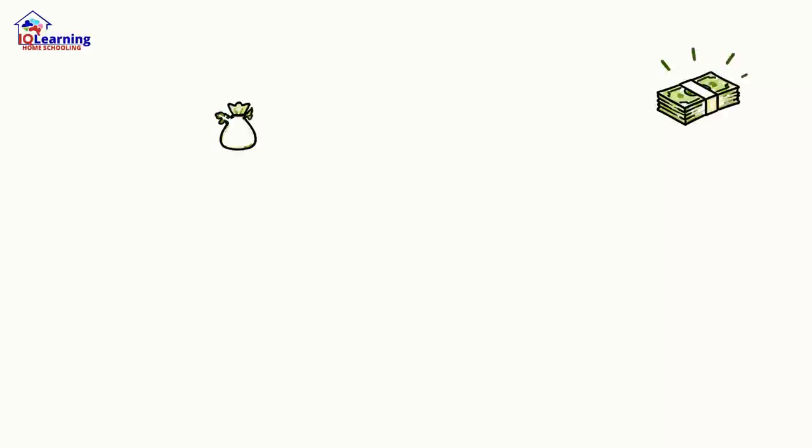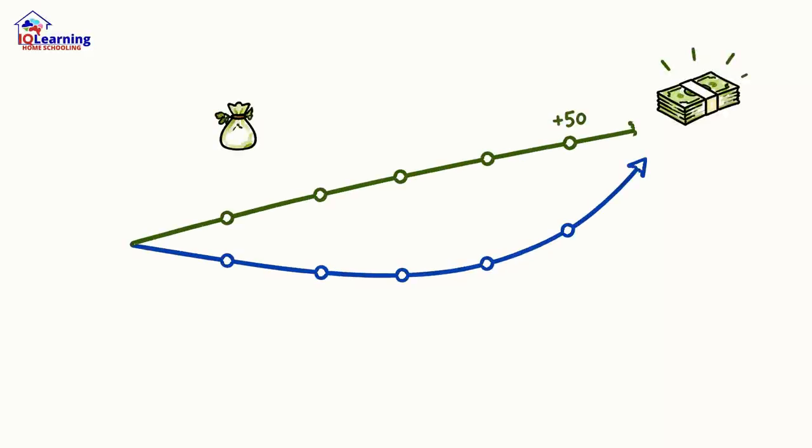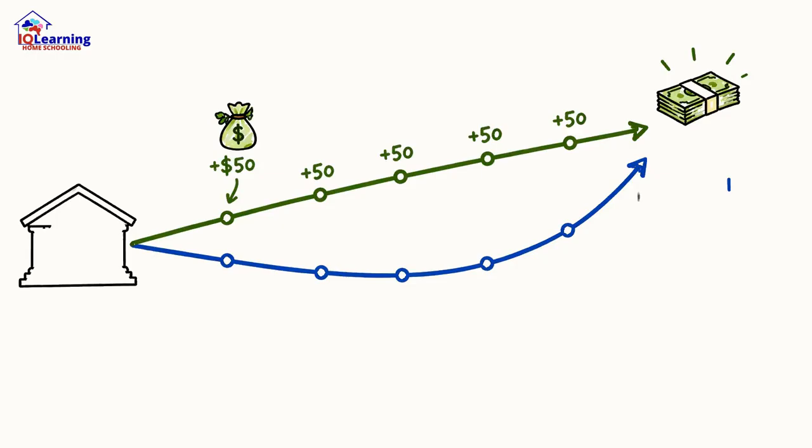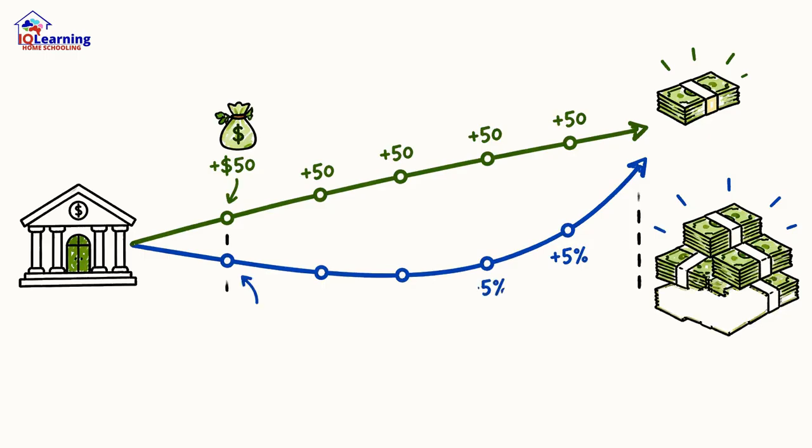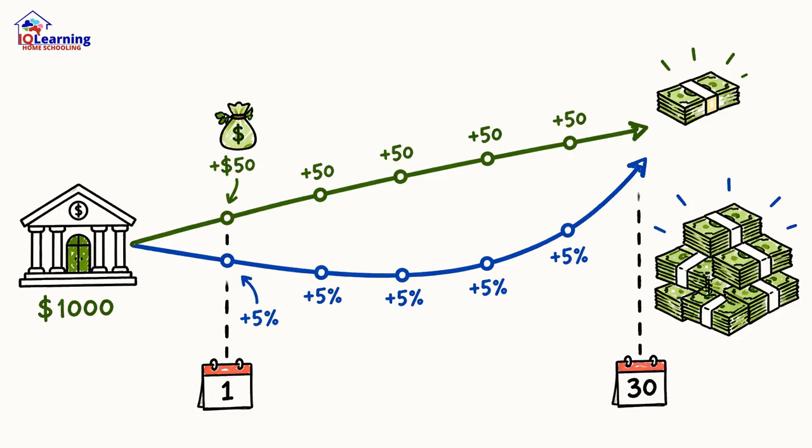Imagine you open two savings accounts, both starting with $1,000. The first account adds a flat $50 every single year. The second adds 5% of your current balance each year. After year one, they're identical, but which one would you want to own in 30 years?